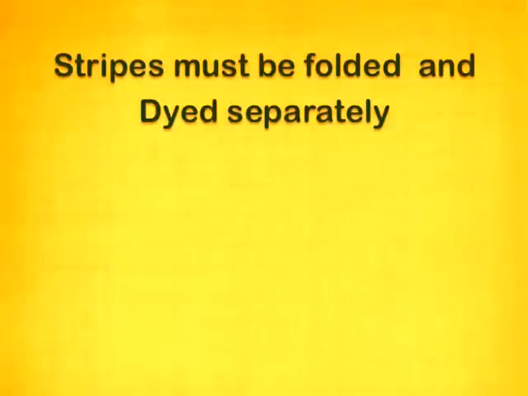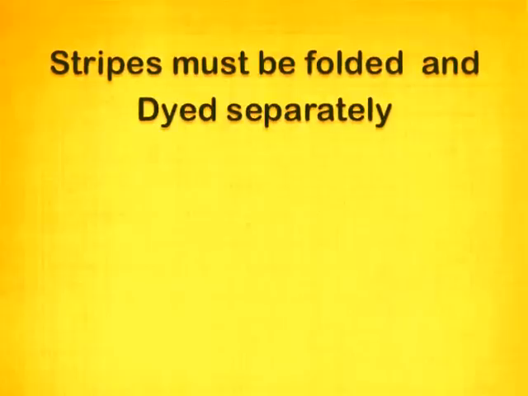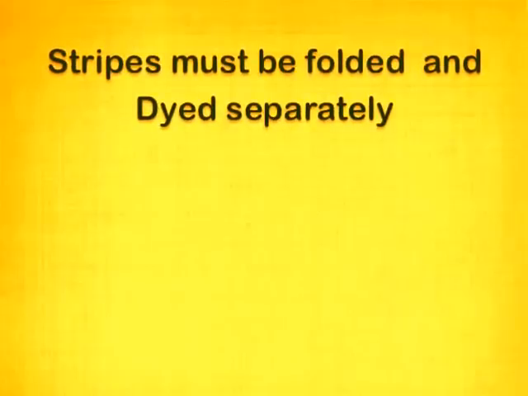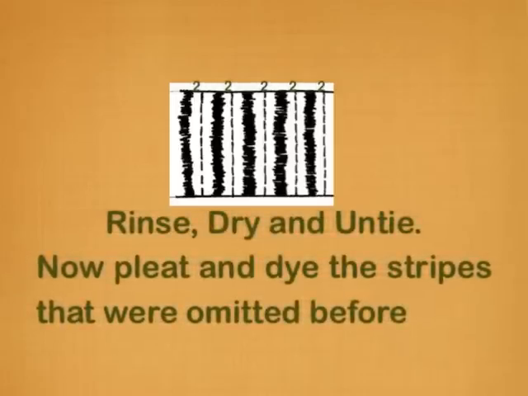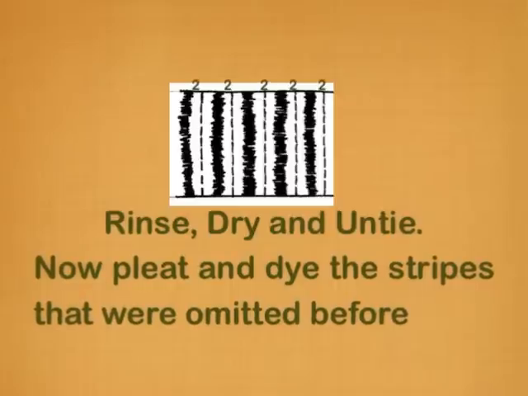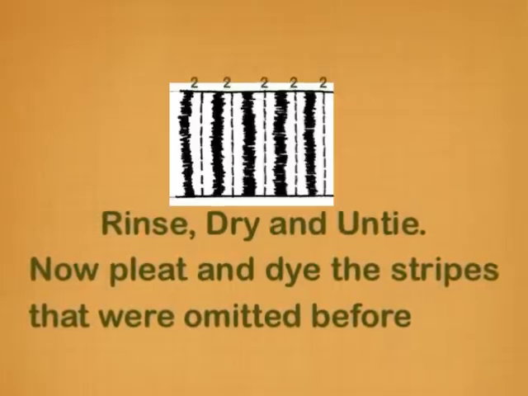If the stripes are very close together and must be folded and dyed separately, it may be difficult to carry out the zigzag pleating, as there will be insufficient cloth in between each stripe. In this case, work in two stages: rinse, dry, and untie. Now pleat and dye the stripes that were omitted before.